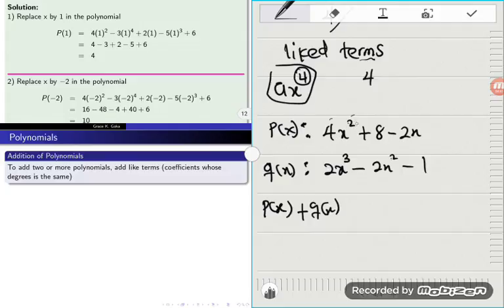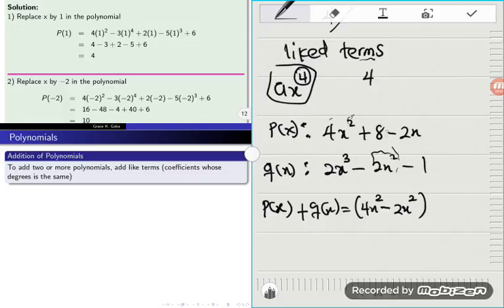Now the degree of this term here is 2, and so I can only add it to the second term of the second polynomial. So this becomes 4x squared. The second term of the second polynomial, which is of the same degree as the first term of the first polynomial, is minus 2x to the power 2.